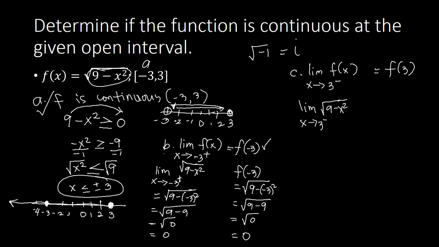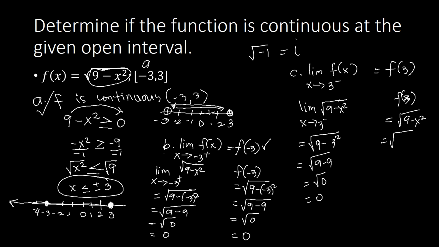So all we have to do is to just simply plug in. We have 9 minus x squared. x is 3, squaring that one. We have the square root of 9 minus 9, and that is the square root of 0 or 0. Let's try to check on f of 3. f of 3 will be equal to the square root of 9 minus x squared. This is equal to the square root of 9 minus 3 squared. That's equal to the square root of 9 minus 9, and that's equal to 0.